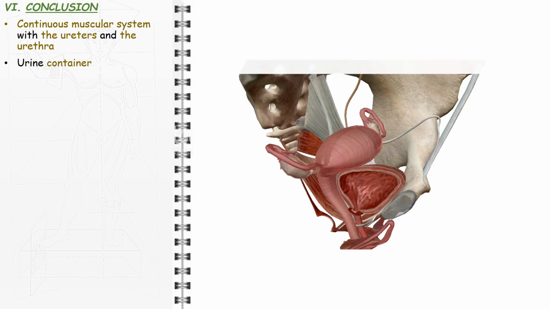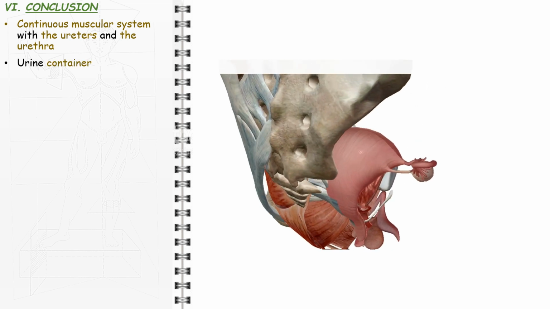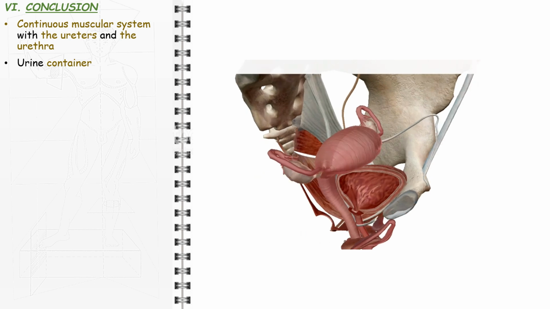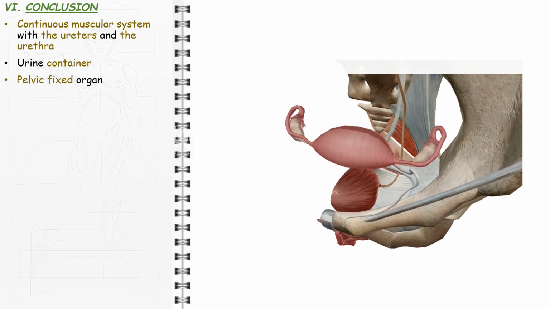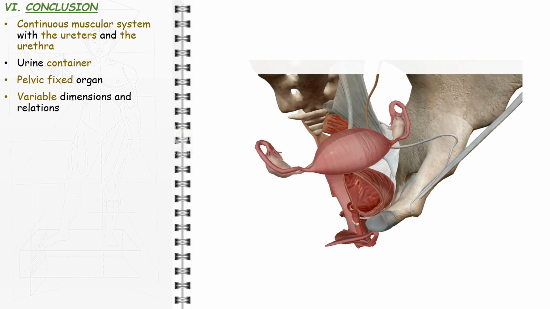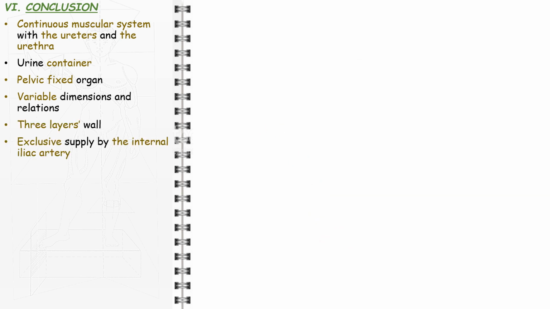The urinary bladder is a continuous muscular system with the ureters and the urethra that acts as a urine container and emptying system where voluntary control intervenes. It is a pelvic fixed organ variable in dimensions and relations with 3 layers wall and exclusive supply by the internal iliac artery.